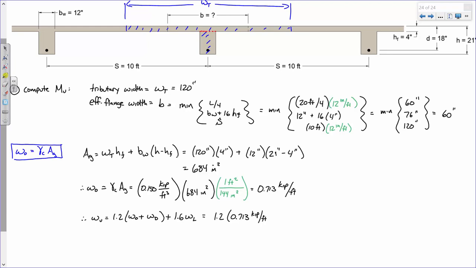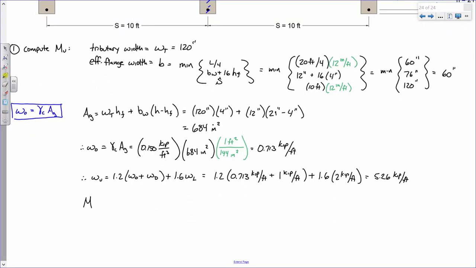I tried to make sure I kept it to WL squared over 8 on the exam, which I did. Since it's a simply supported beam with a uniformly distributed load, WL squared over 8.